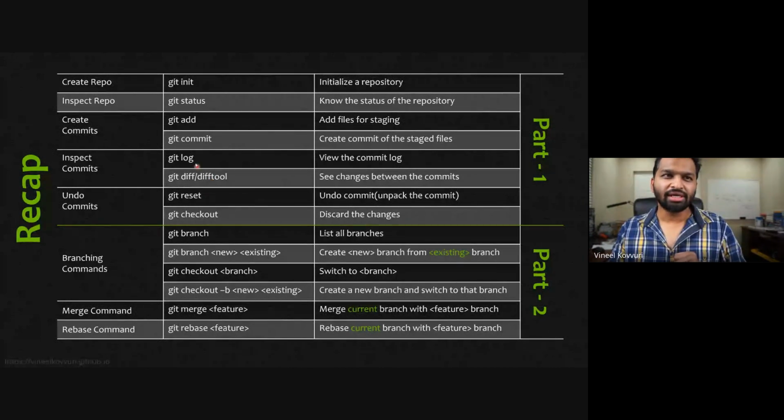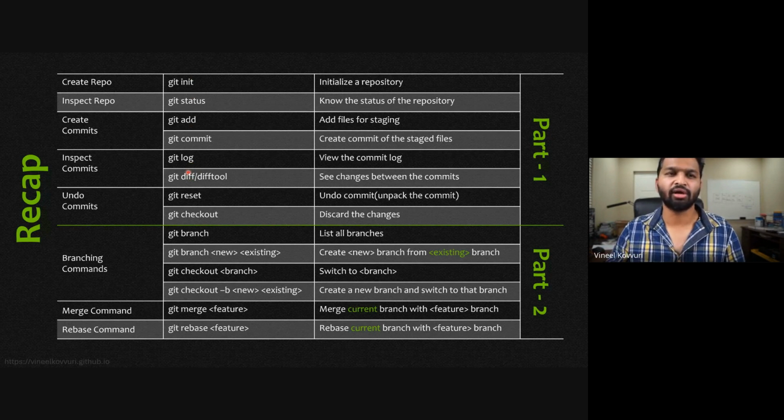Now, these set of commands, these 6 commands, is something you have to master to work in your day-to-day projects, if at all you are working in Git enabled projects. Now, these two commands, which are also part of part one, are mainly meant for undoing changes.